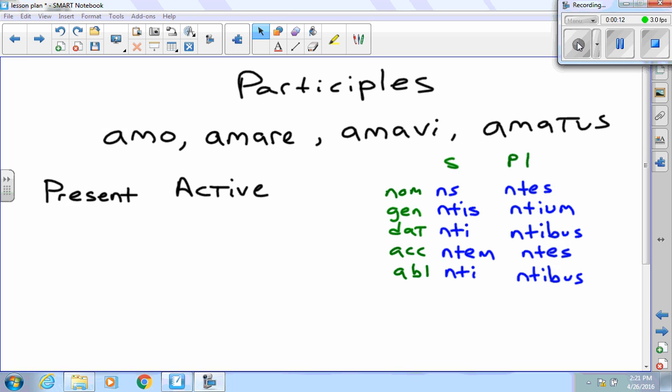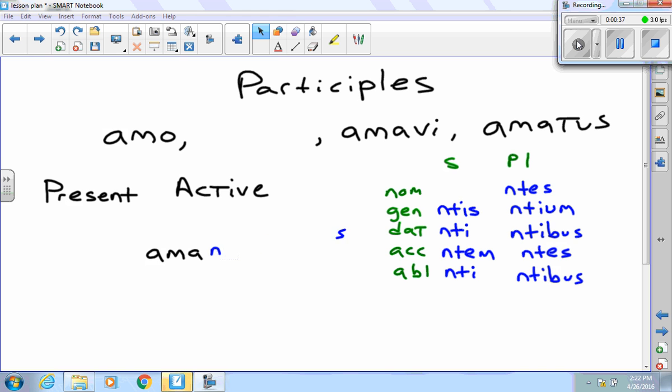Let's talk about the present active participle, with principal parts amo, amare, amavi, and amatus. If it's present, I'm going to start off with the present stem, which is amare. I'm going to take off that -are or -re, and that leaves me with ama, and then I'm going to add one of these endings over here on the right, the -ns, -ntis endings. If I want it to be nominative, I would choose amans.